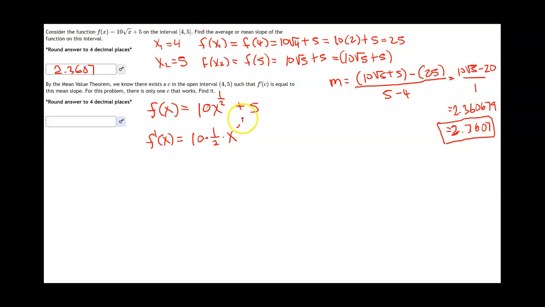Hopefully this is all review. And then the derivative of 5 is 0 because it is a constant, so we're going to ignore that. So what I have here is the 1/2 comes down, so I have 10 times 1/2, and then I have x to the negative 1/2.